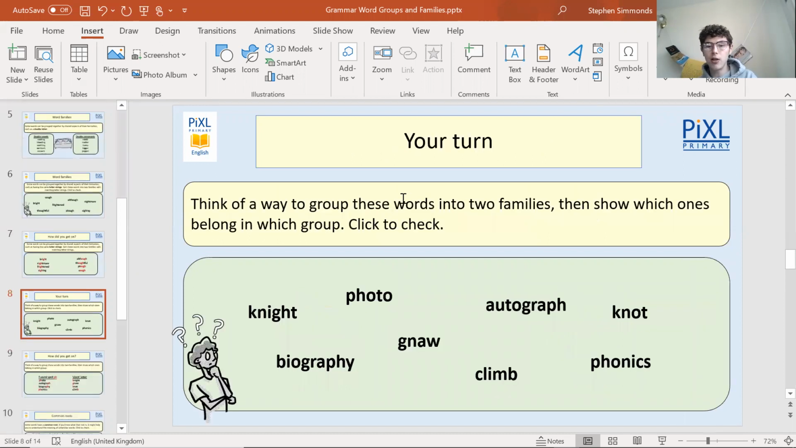Let's have a go at another one. Think of a way to group these words into two families, and then show which ones belong in which group. So have another go. See if you can create two different families, and then I'll come back to you with the answers.